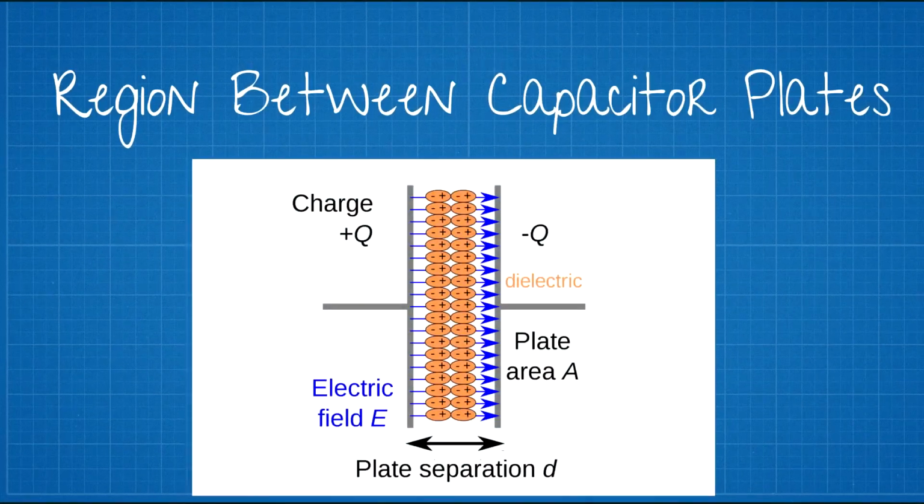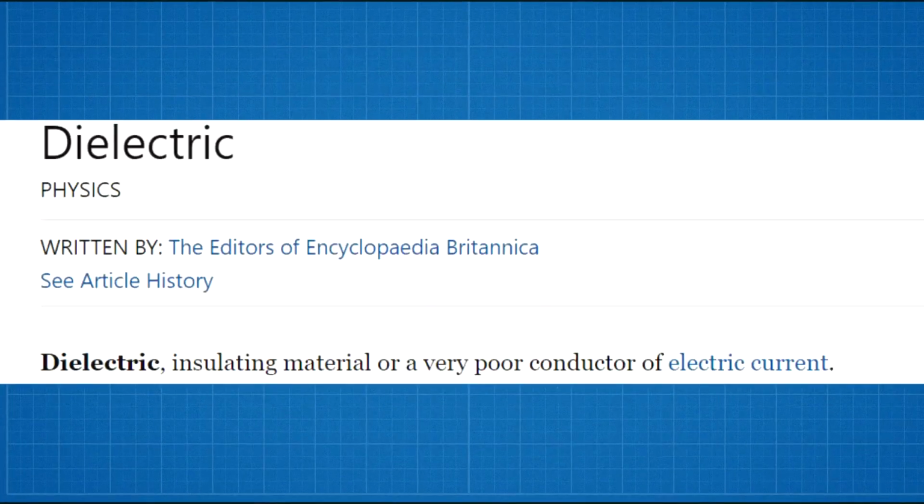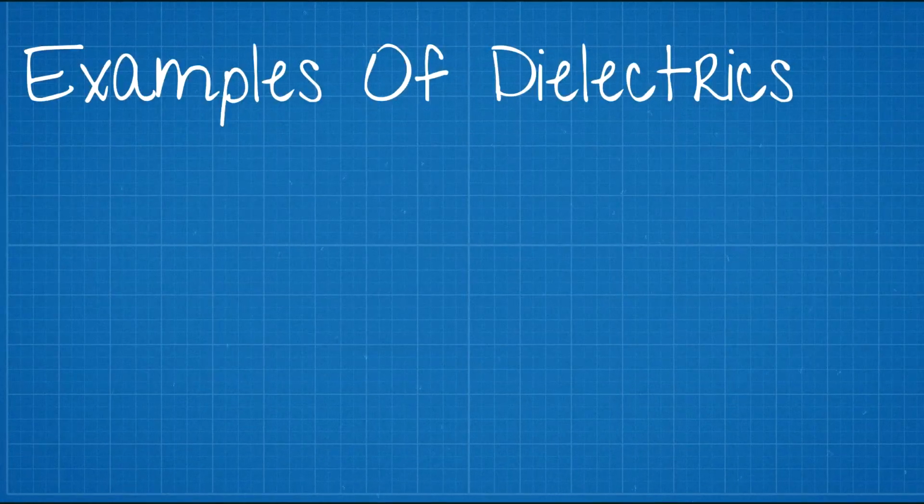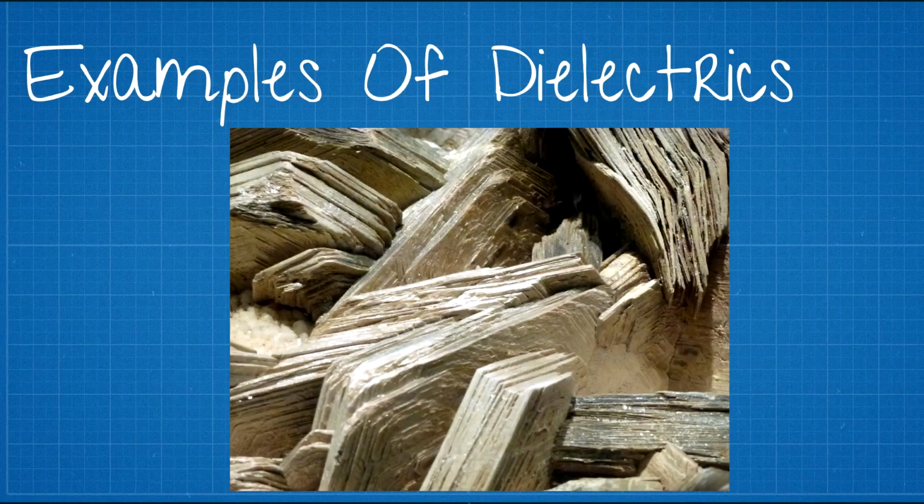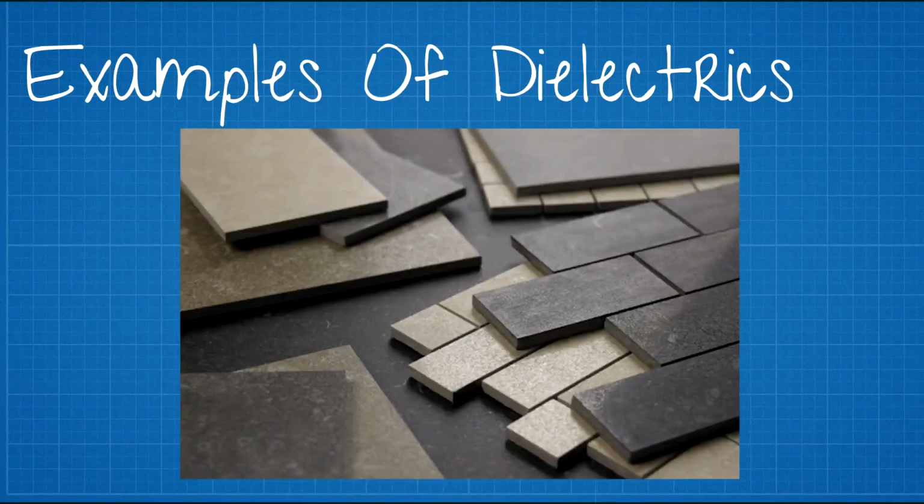What is the region between the plates of a capacitor called and what takes place in it? The region between the plates of a capacitor, which is usually filled with electrically insulating material, is called the dielectric. So hence, a dielectric is an insulating material or a very poor conductor of electric current. Some common dielectrics are air, paper, mica, glass, oil, and ceramic.